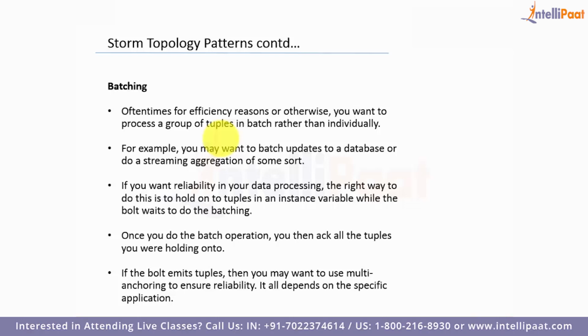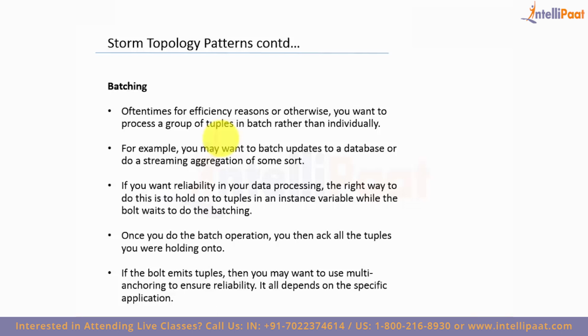This is a batching way of doing the transformations, and this is the second topology pattern that we are discussing. Another example is, for example, you may want to batch updates to a database or do a streaming aggregation of some sort. If you want reliability in your data processing, the right way to do this is to hold on to tuples in an instance variable while the bolts wait to do the batching. So until and unless I have all the desired tuples for the aggregation, I can actually club them in the stream and then can serve to the bolts for all the batching processing.